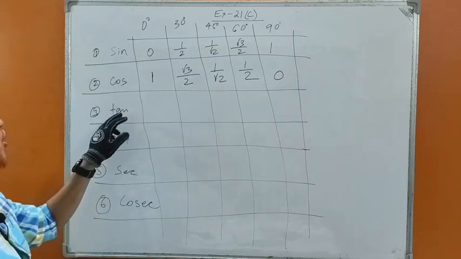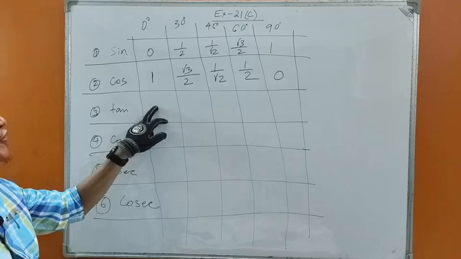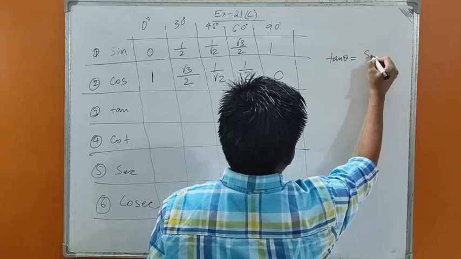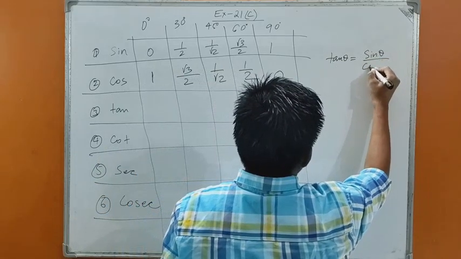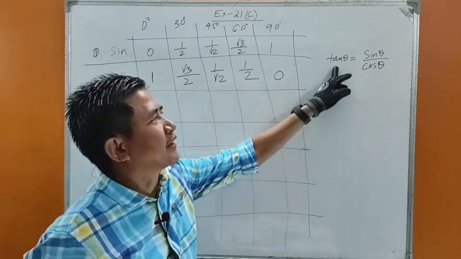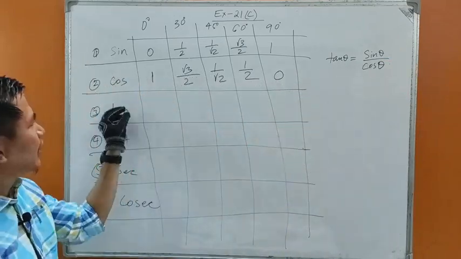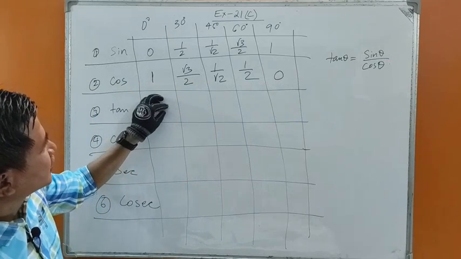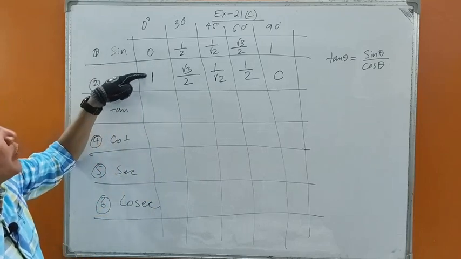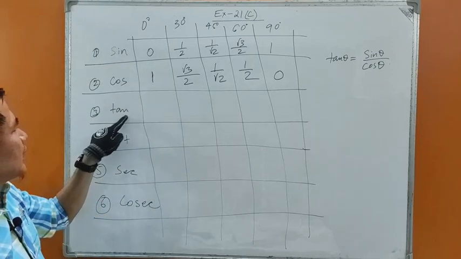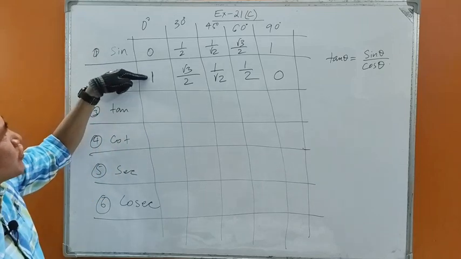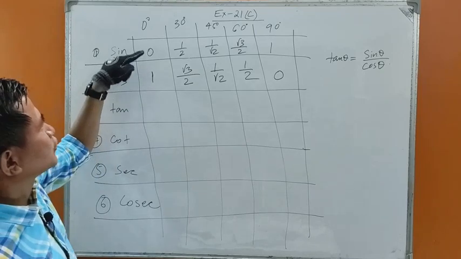Yes. Now to write the value of tan, you know that tan theta means sin theta by cos theta, isn't it? We have done this in our previous chapter, exercise 21a and 21b. Tan theta means sin theta by cos theta. So to write the value of tan at the different angles, we simply divide sin upon cos. So tan 0 degree means 0 upon 1, because sin theta is 0 and cos theta is 1.